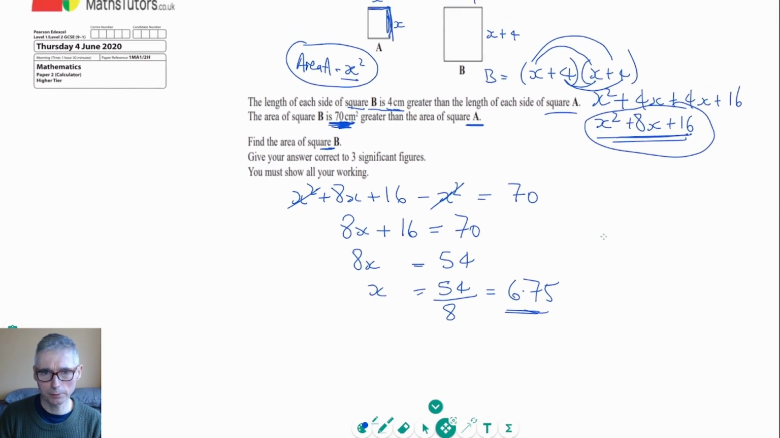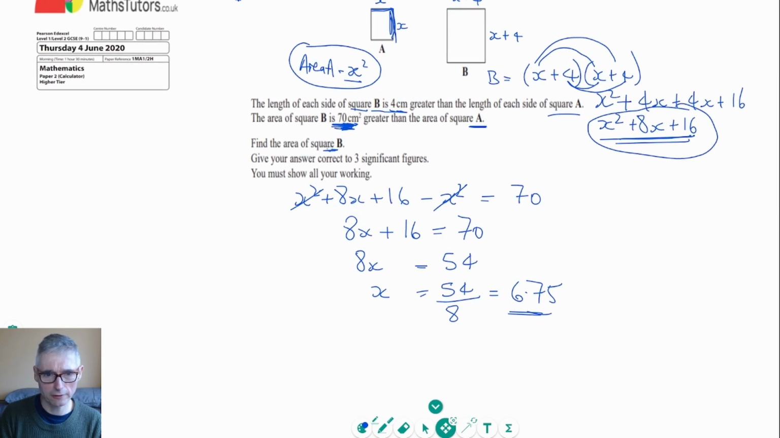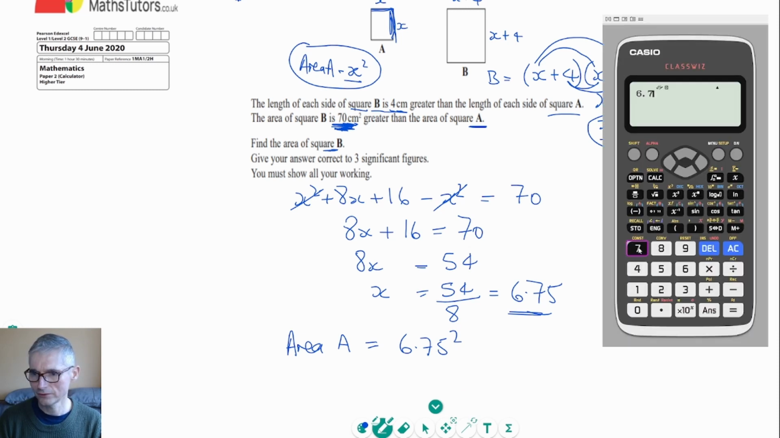And then probably the easiest way to find the area of square B is in fact just to find the area of square A and then add 70 to it. So what I'm going to do then, so the area A is going to be 6.75 squared. So again, I'm just going to use the calculator for that one. 6.75, square that. And I can see I've got it in that form. Just press the SD button.